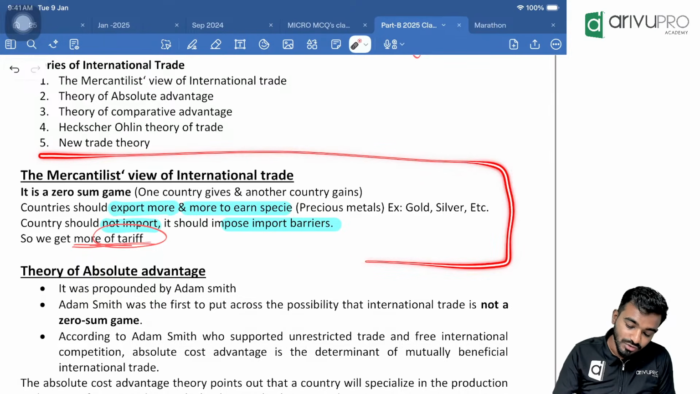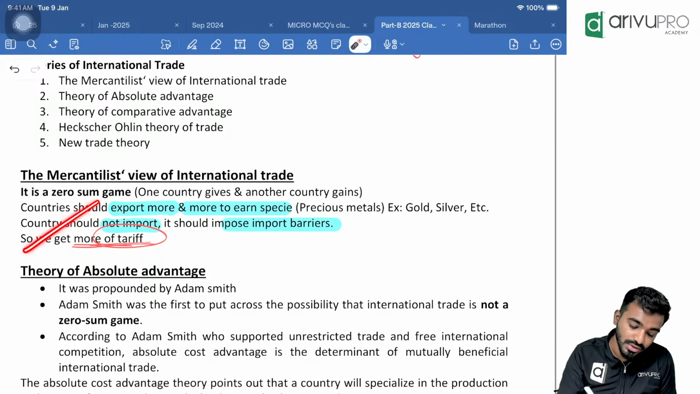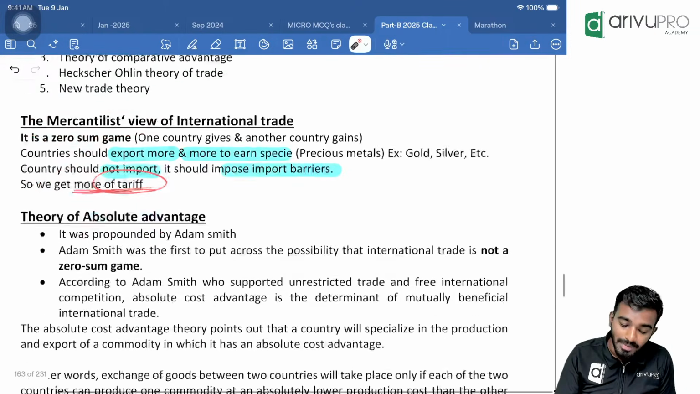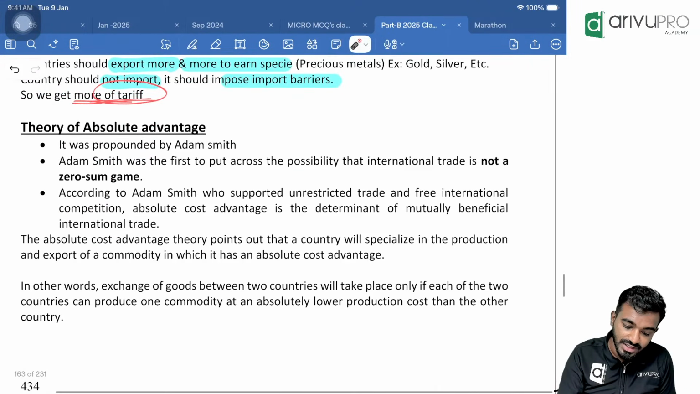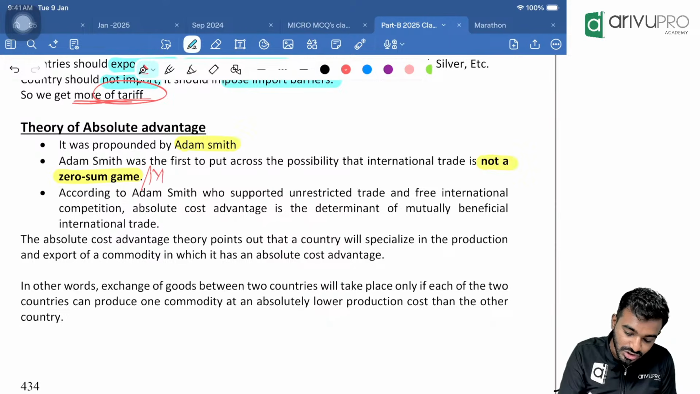This is the mercantile view. It always says that we should only export more and should not import at all, so we have to impose barriers on imports. But the very first economist who said international trade should be mutually beneficial and cannot be a zero-sum game was Adam Smith, the father of economics. He said international trade is not a zero-sum game. That means it should be mutually beneficial.